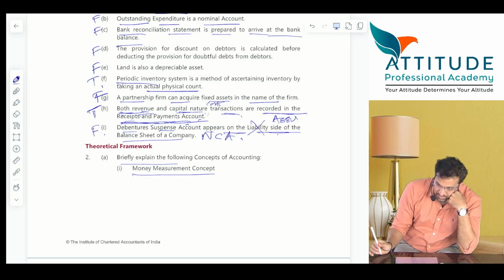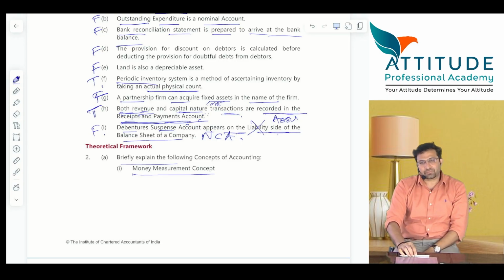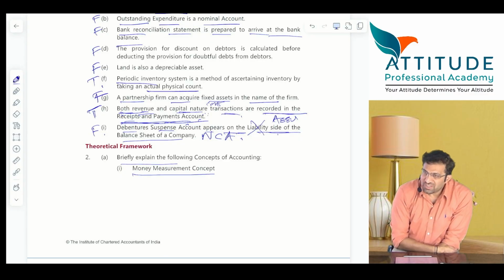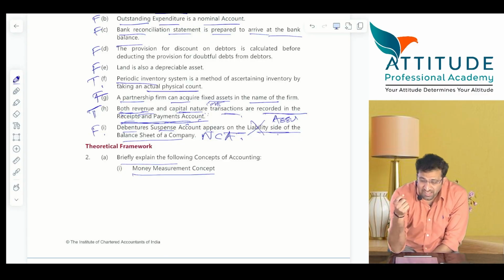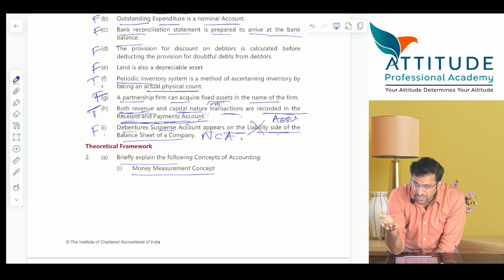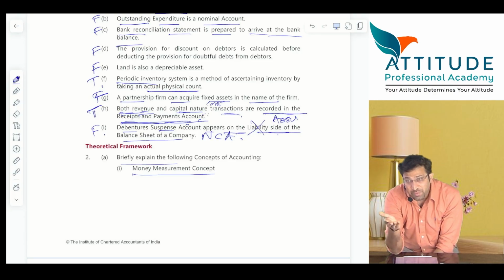Money measurement concept. What will you write here? One of you can tell me. What is money measurement concept? Only those transactions which can be measured in terms of money are recorded in the books of accounts. Reason? Money is a medium of exchange. Some standard should be there, no? If any transaction can be measured in terms of money, that only will be recorded. There are certain transactions which cannot be measured in terms of what?